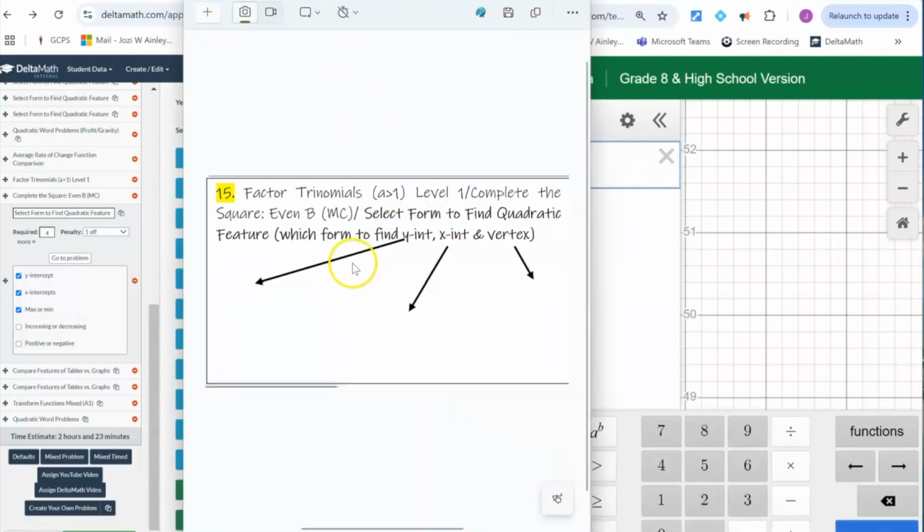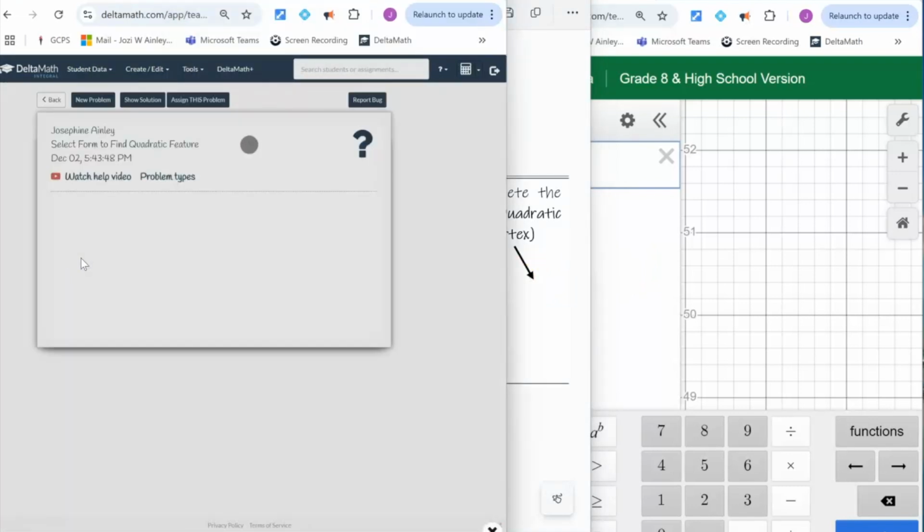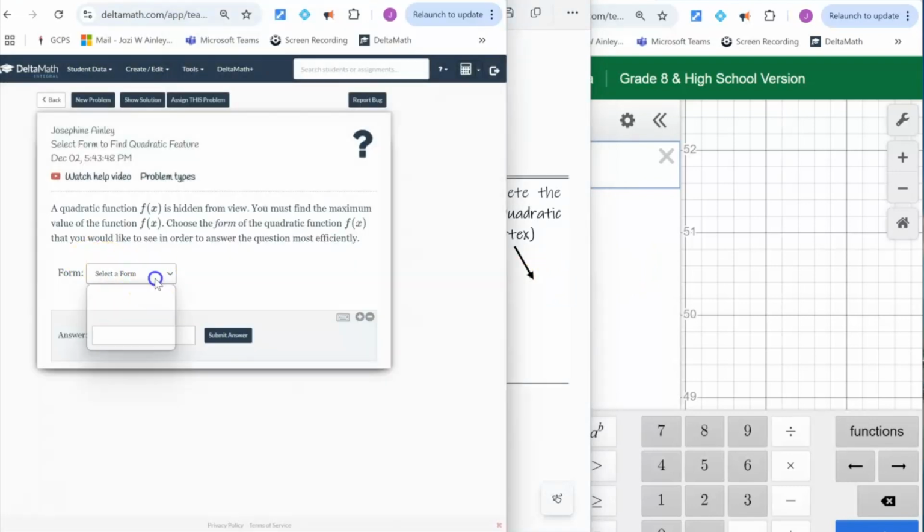But what they're asking you is select which feature will be most beneficial for you to find the y-intercept, find the x-intercept, find the vertex. So even though you're able to find the answer, I've seen where both multiple choice questions work. So we're going to go to each problem, and I want to make sure that you understand which form is best for which kind of problem.